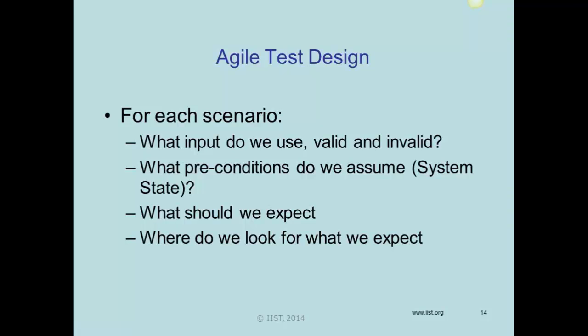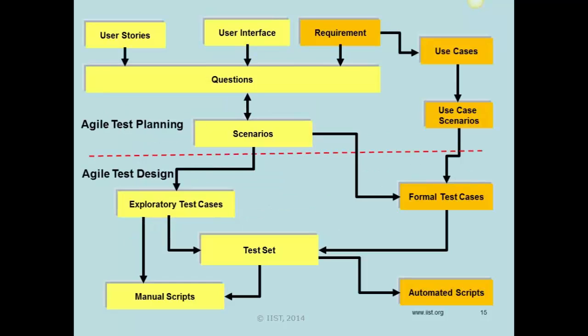All right. I'm back to the same chart again, but now to show you what's below this dashed line. We finished talking about test planning on the upper half of the chart here. Now I am taking one scenario at a time, whether it is a scenario that I produced from any one of those or a scenario that I produced from use cases.